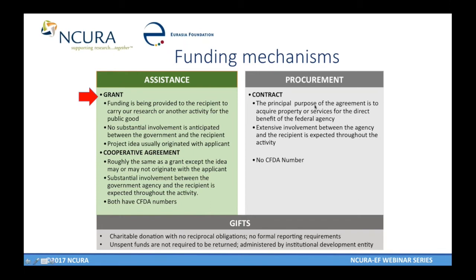With procurement, shown on the right side of the slide, an agency has specific work in mind, and they are looking to contract with someone to do that specific work. It is a purchase service. I make the distinction between assistance and procurement mechanisms because where we find announcements for each differs. Note also that only grants and cooperative agreements have CFDA numbers.